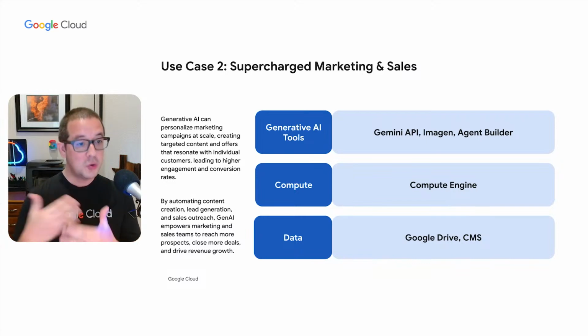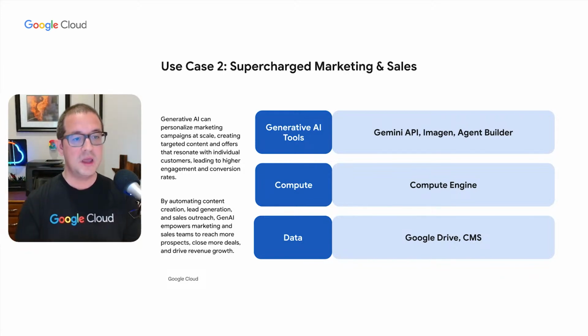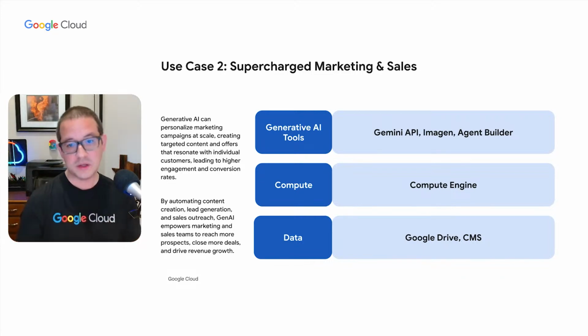You could build an app like this that uses the Gemini API, and uses Imagen to generate images for marketing, blog posts, and social media. You could also use Agent Builder, which is a collection of tools, both high level and low level, low code and no code. So that would be your generative AI stack. You could run this on something like Compute Engine, so you could have a virtual machine with some kind of platform there for your employees to use. And the data could be coming from Google Drive, your internal knowledge bases, or your content management system. So hopefully you're starting to see little differences and commonalities between the two.